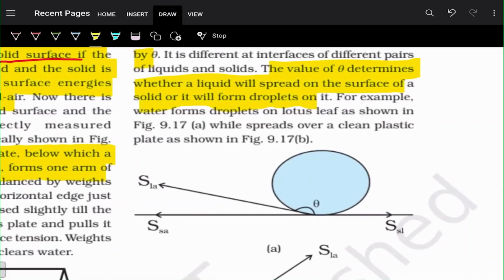For example, water forms droplets on the lotus leaf as shown in figure 9.17a.